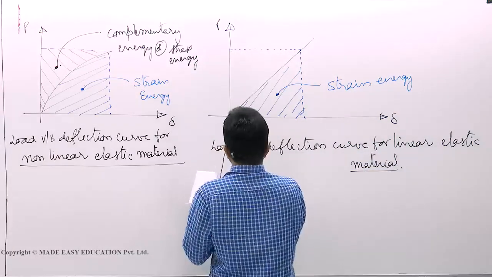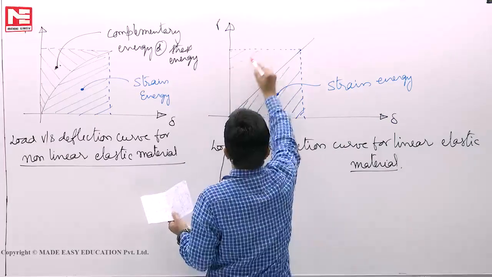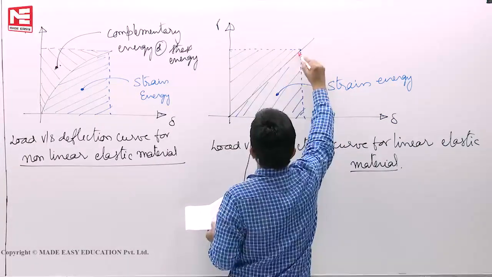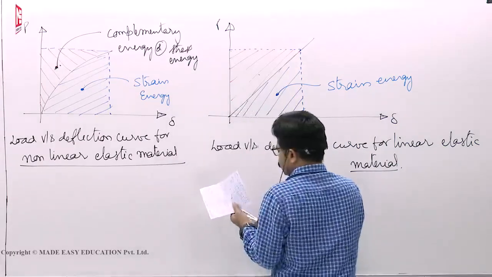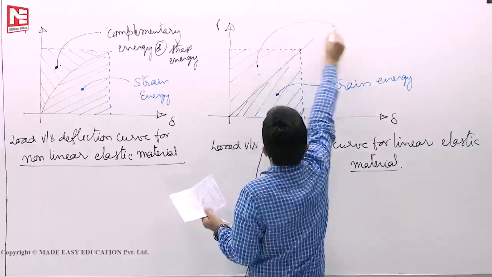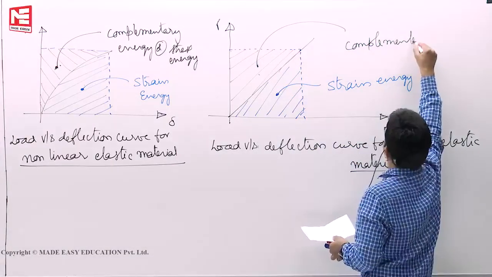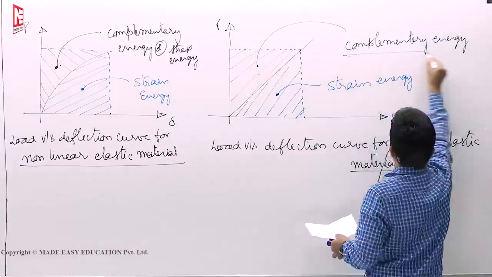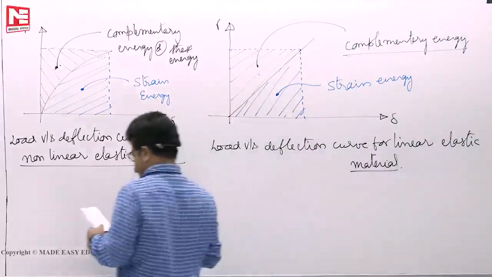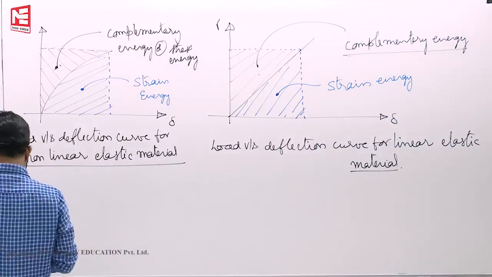Now this area will become complementary energy, because this is complementing the other area. So this we call complementary energy, for a linear elastic material.